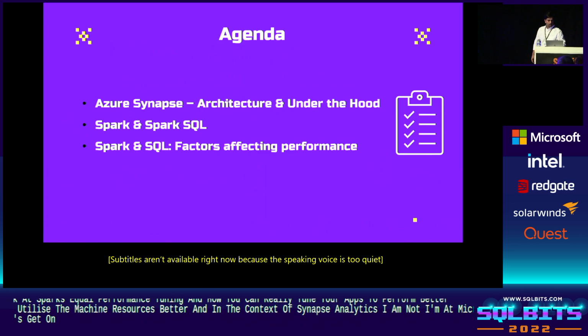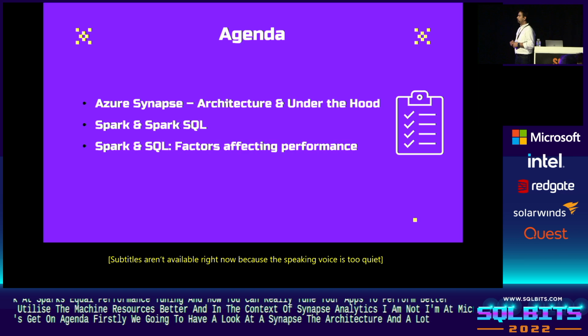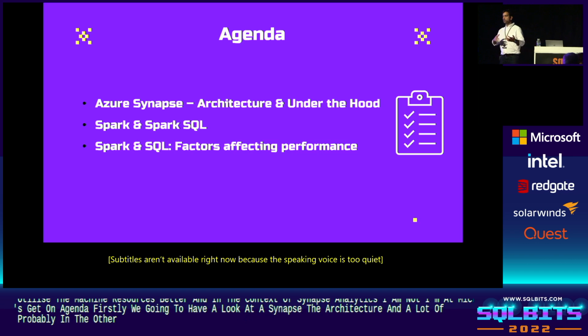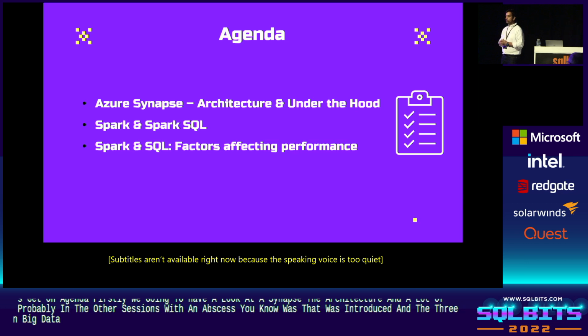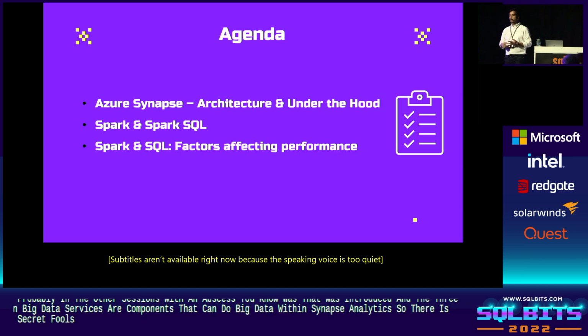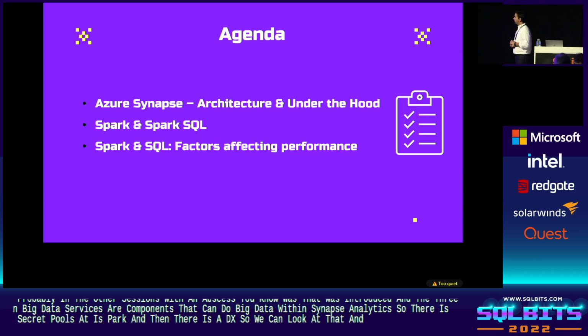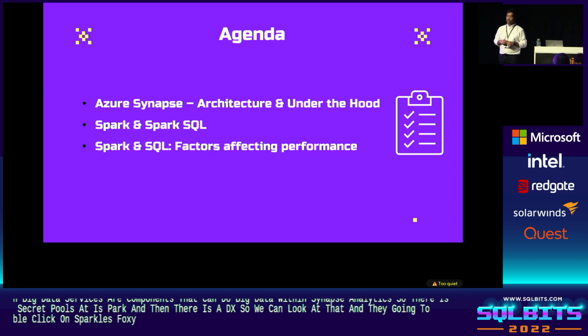Let's get on. Agenda. Firstly, we're going to have a look at Azure Synapse, the architecture. A lot of you probably were in the other sessions where Synapse was introduced. There are three main big data services or components that can do big data within Synapse Analytics. So there are the SQL pools, there is Spark, and then there is ADX. So we're going to look at that, and we're going to double-click on Spark and Spark SQL for this session.